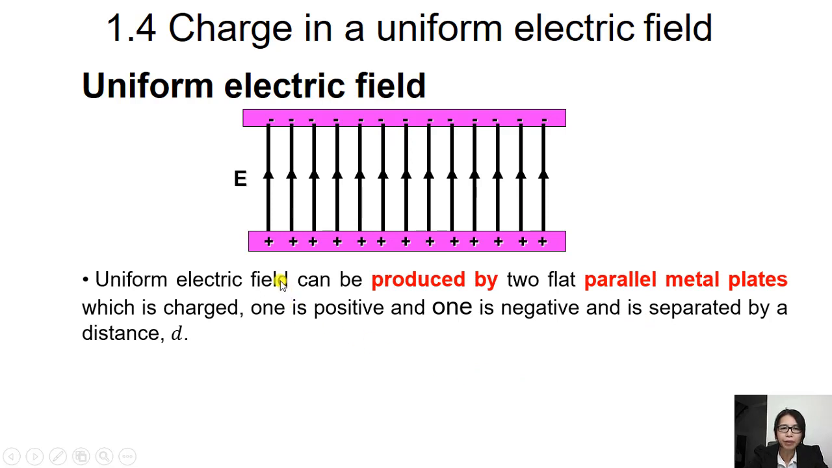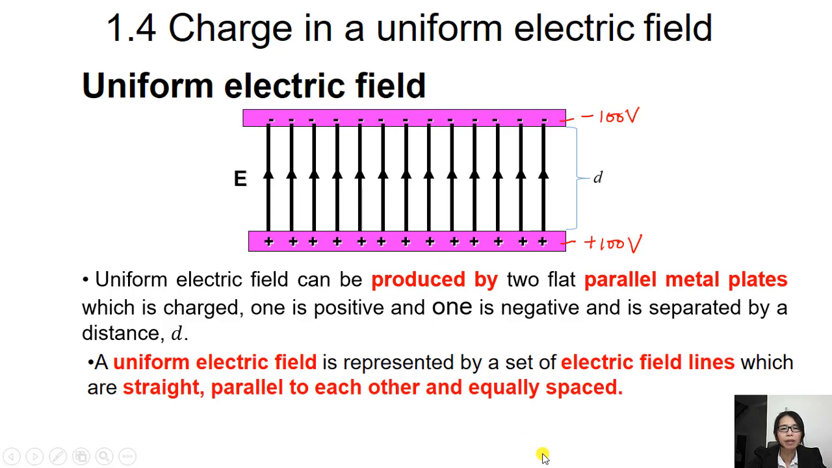So, uniform electric field can be produced by two flat parallel metal plates which are charged. One is positively charged and one is negatively charged, separated by a distance d. For example, this plate is charged positive 100 volt and this plate is negatively charged, negative 100 volt. Then we will create a uniform electric field in between the two parallel plates.